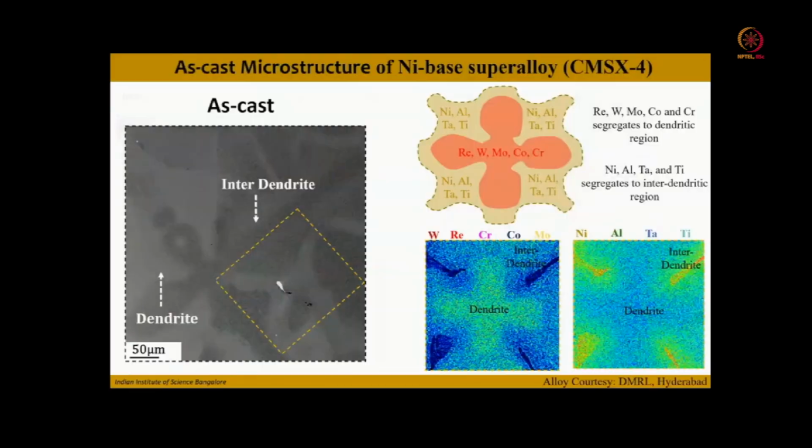So, if you see the as-cast microstructure, we have a typical interdendritic region, and there is a dendritic region. In the interdendritic region we usually find nickel, aluminum, and titanium, whereas in the dendrites we usually see that rhenium, tungsten, moly, cobalt and chromium are partitioned. Okay, so this is the typical distribution of solutes which we usually see in these alloys in the as-cast form.